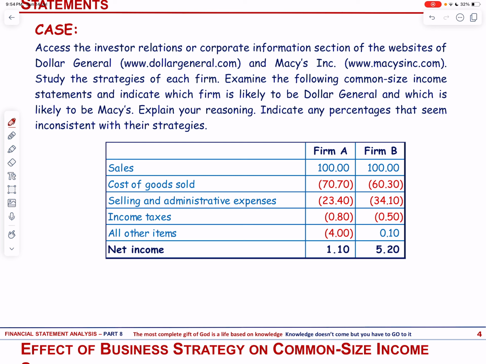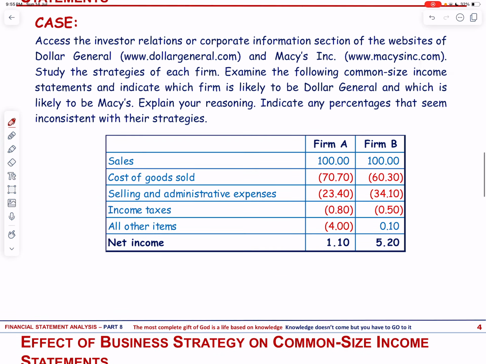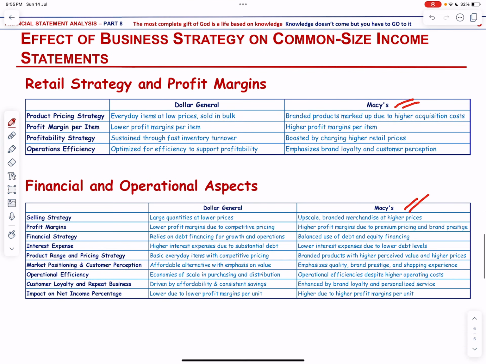The expectation that department stores like Mackey's would typically have a higher net income to sales percentage compared to discount stores like Dollar General can be explained by several key factors inherent in their business models and market positions. Mackey's specializes in upscale branded merchandise such as fashion apparel, accessories, cosmetics, and home goods. They command higher retail prices due to the perceived quality and brand prestige associated with their offerings. This pricing strategy enables Mackey's to achieve higher gross profit margins on their sales compared to competitors.